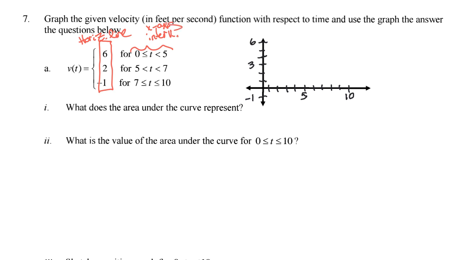Okay, so as x is going from 0 to 5, I should have a horizontal line at 6. From 5 to 7, horizontal line at 2. And from 7 to 10, horizontal line at -1.